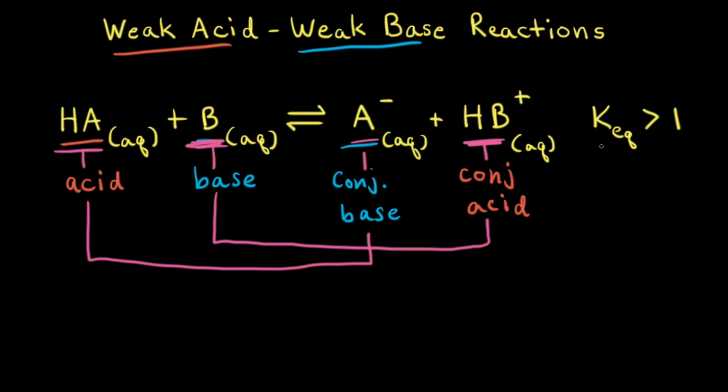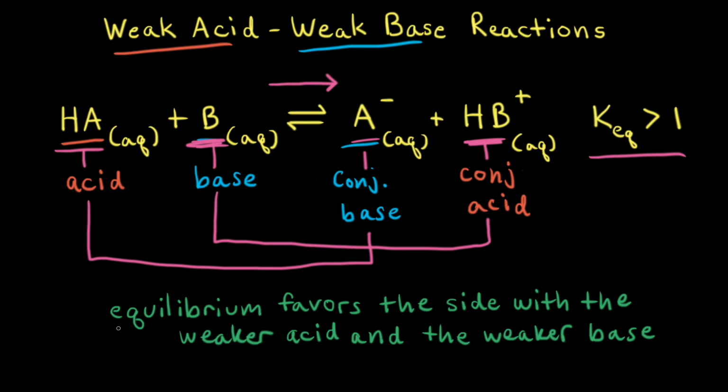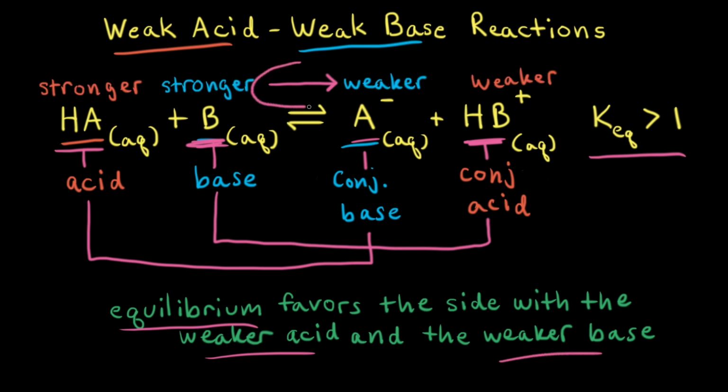Let's look at the situation where the equilibrium constant for this reaction is greater than 1. If K is greater than 1, that means at equilibrium there are more products than reactants. Therefore, the equilibrium favors the formation of the products. For acid-base reactions, the equilibrium always favors the side with the weaker acid and the weaker base. Therefore, since the equilibrium favors the products, the weaker acid and the weaker base are on the product side, and the stronger acid and the stronger base are on the reactant side.